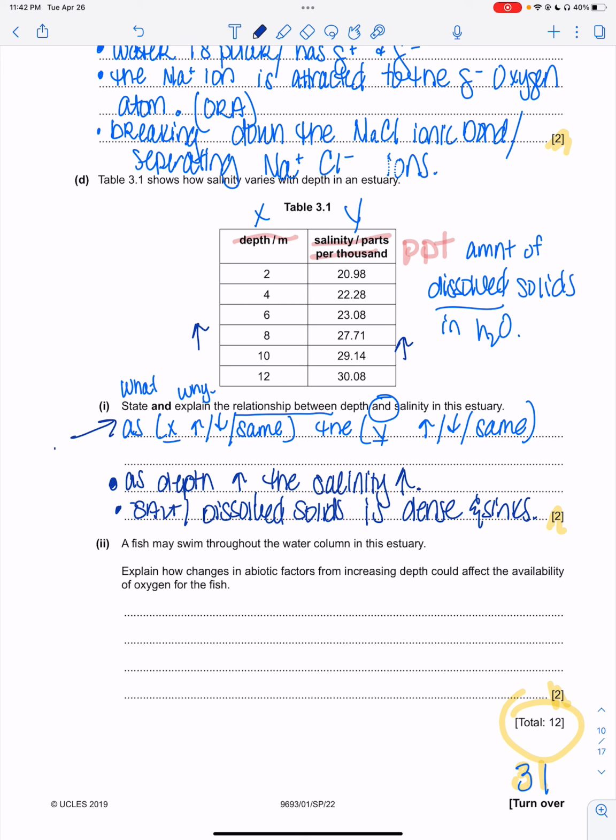A fish could swim through this water column in an estuary. Explain how changes in abiotic features from increasing the depth, from getting deeper, could affect the availability of oxygen for the fish. So we want to know as it gets deeper. First of all, we'll mention if oxygen is going to increase or decrease or stay the same.